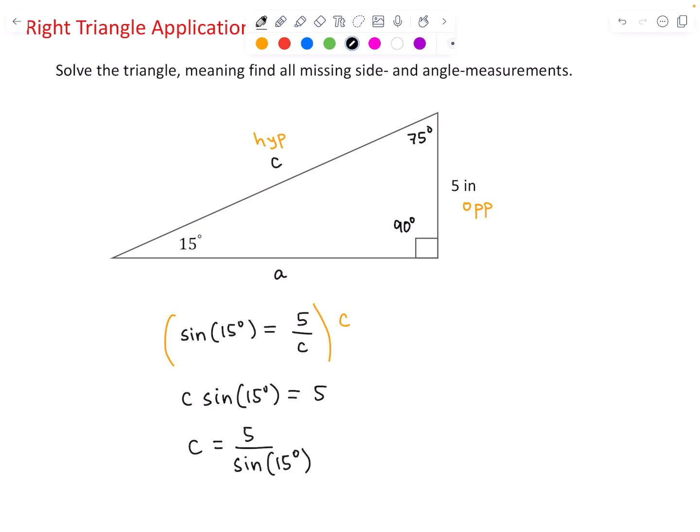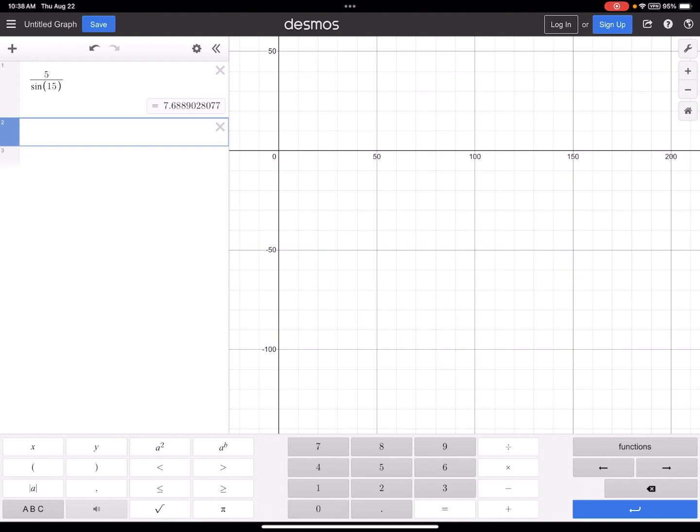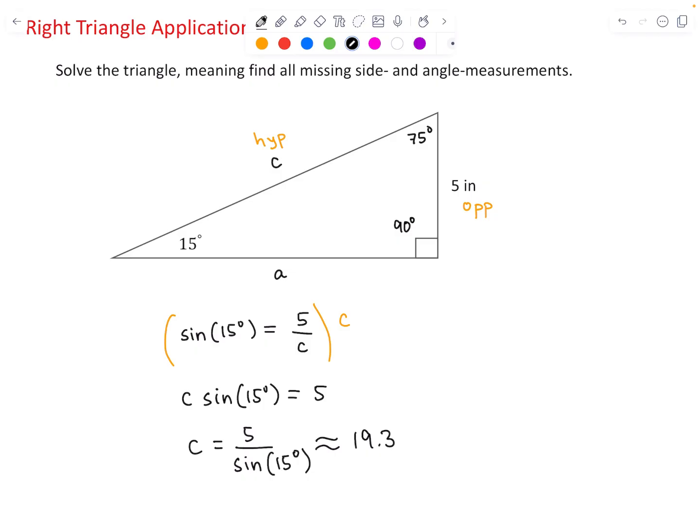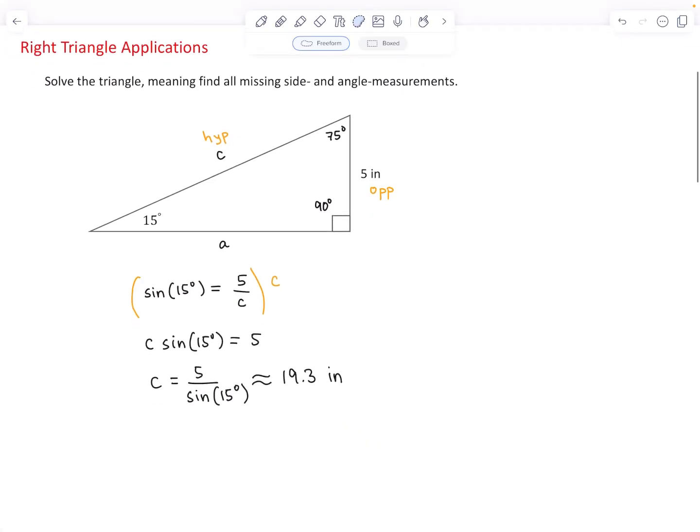At this point, I'm going to reach for a calculator and type in 5 divided by sine 15. Now you want to make sure that you are in degree mode, so I'm going to click the wrench in the top right and switch over to degree mode. And we get an answer of about 19.3. And that would be measured in inches. Now here are some alternate ways I could have set this problem up.